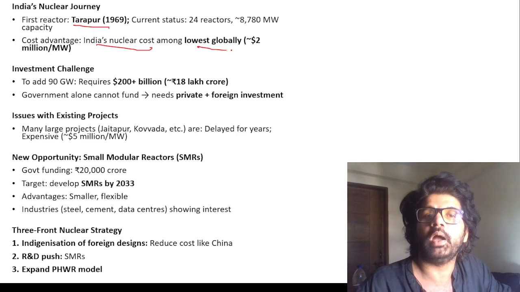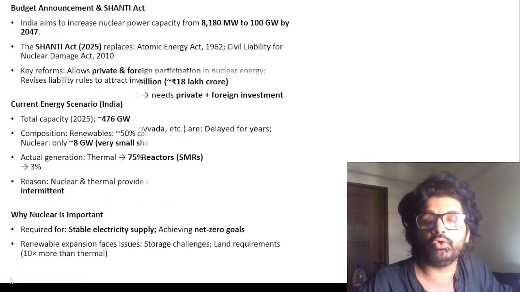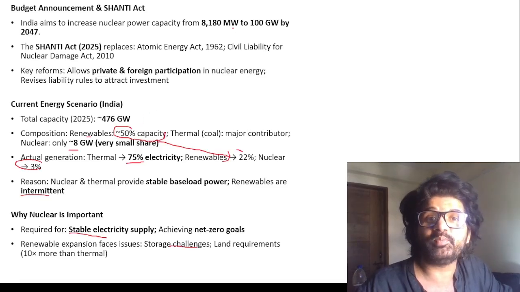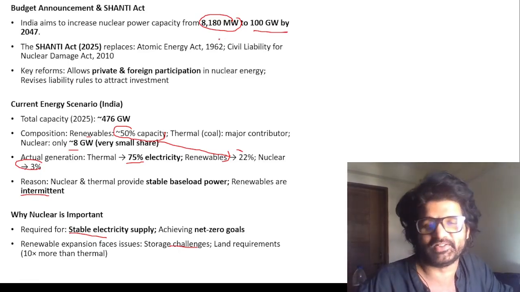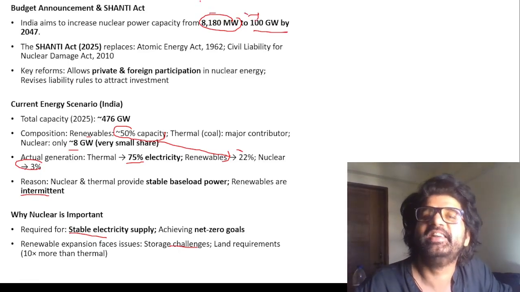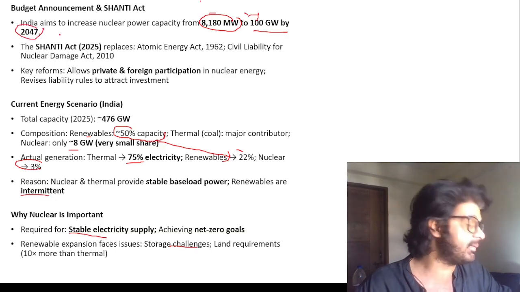India's nuclear cost is among the lowest globally. Investment challenge. We want to reach 100 gigawatt nuclear power by 2047. Currently we are at 8 gigawatts. So from 8 gigawatt to 100 gigawatt, 12.5 times we want to expand by 2047, when India will become a Viksit Bharat.